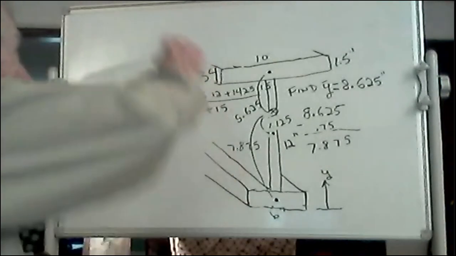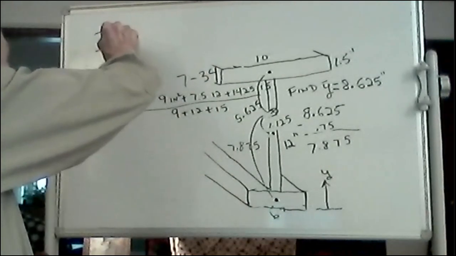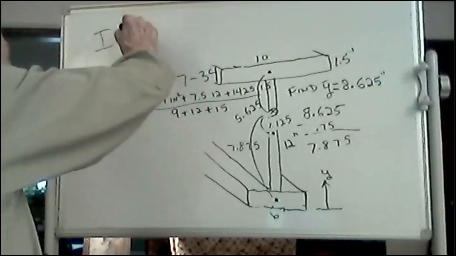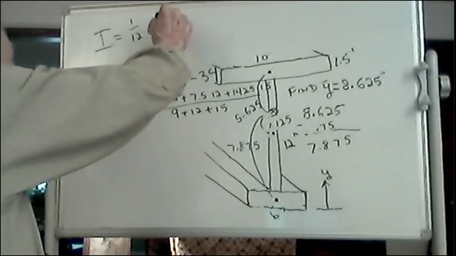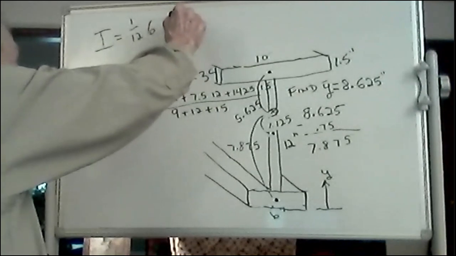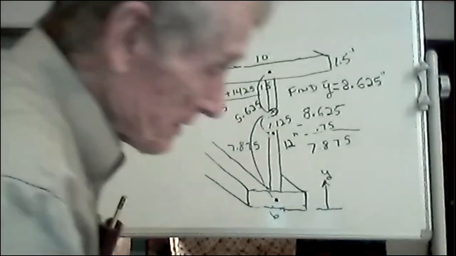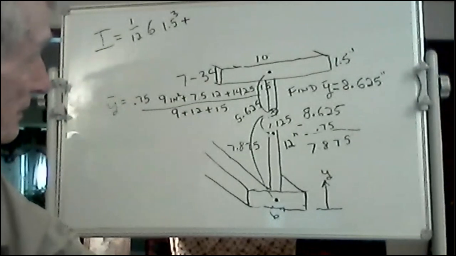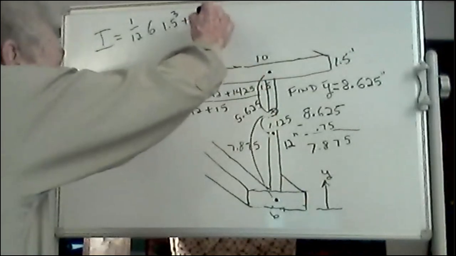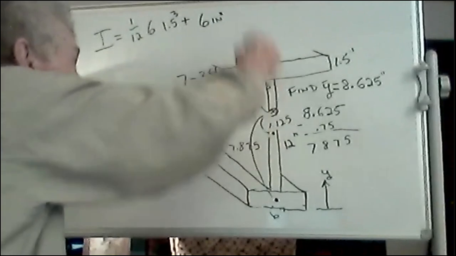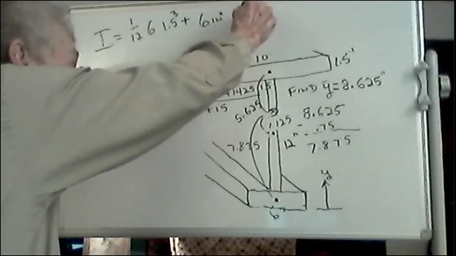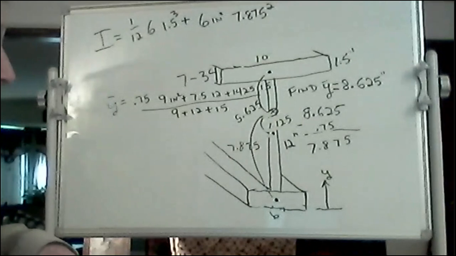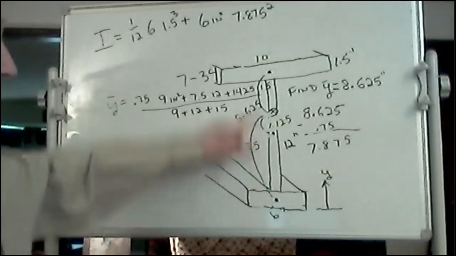All right, here goes. Moment of inertia for the whole thing. We'll do the bottom piece first. You have to use the parallel axis theorem, and you have to add the area, which is 6 square inches times our 7.875 squared. We just did this bottom flange. Now we're going to do the web. Here we go.